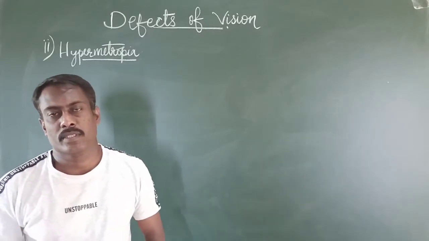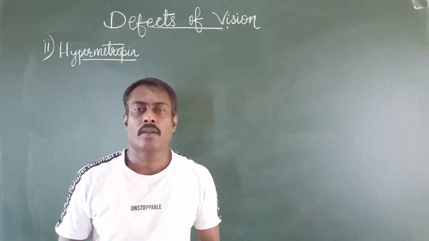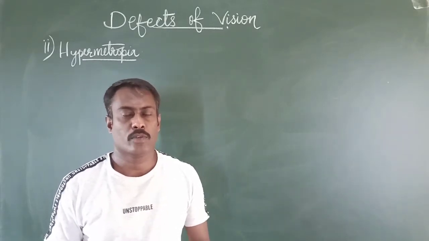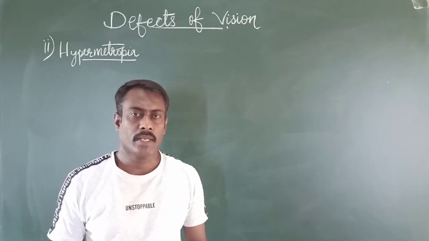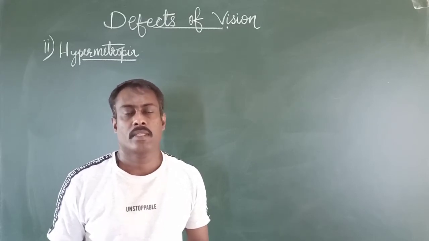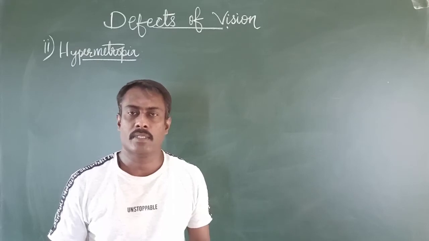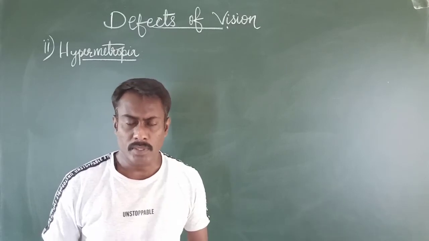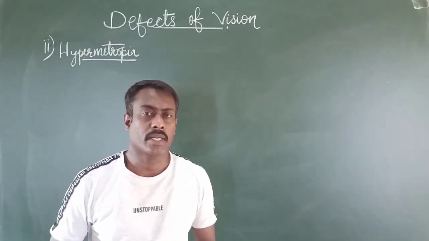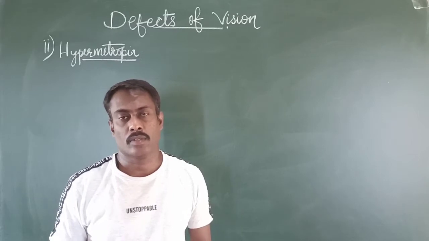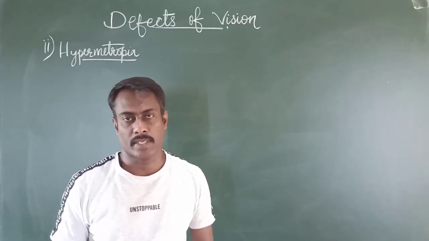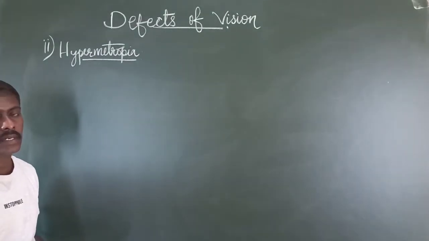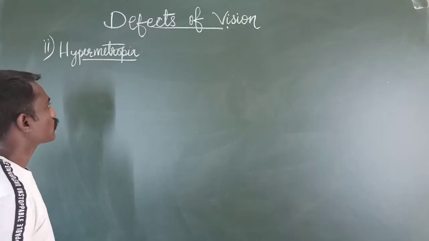Then another defect of vision is hypermetropia. And what do you mean by hypermetropia? Hypermetropia is a defect of vision by which a human eye cannot see nearby objects clearly but can see far away objects clearly. Therefore it is also known as long sightedness or far sightedness of the human eye. So what are the reasons for this hypermetropia and how can it be corrected? So what is hypermetropia?